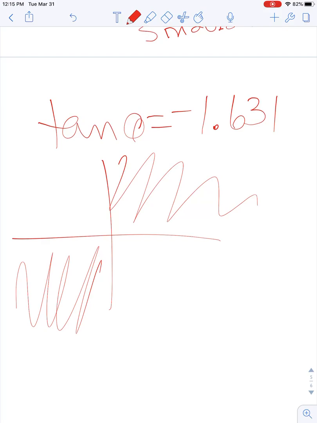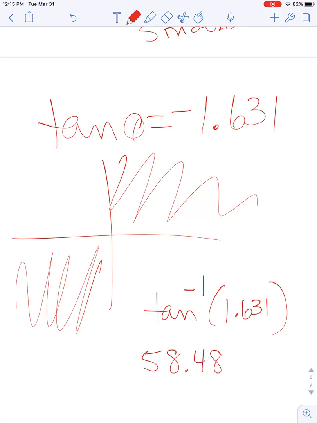So all I care about is the reference angle. So when I put this in the calculator, I am not putting in the negative. I'm just going to get the reference angle. So I'm finding an angle, I'm going to use inverse. Inverse tangent of 1.631. I type that in my calculator only to get the reference angle, and so I get 58.4866 and so on.